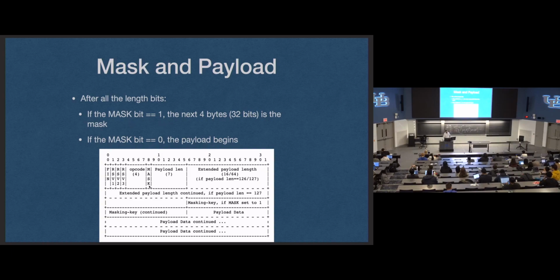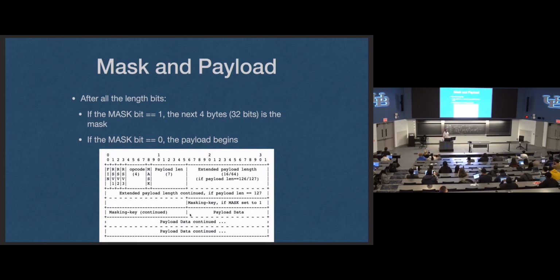If this mask bit is 1, a mask is used. If the mask bit is 0, a mask is not used. If the mask bit is 0, these 4 bytes don't exist. And right after the payload length, whether it's 7, 16, or 64 bits, the next bit is going to be the start of your payload.